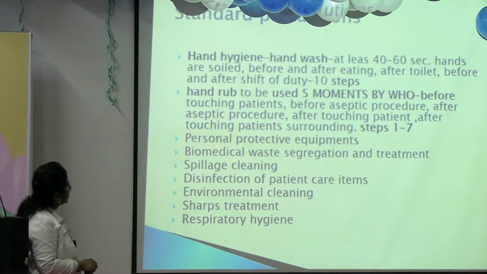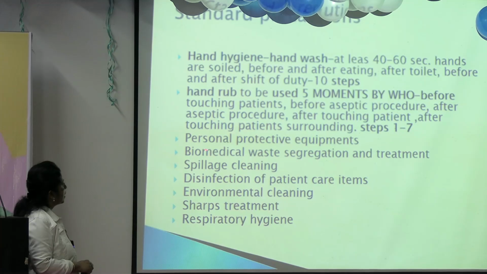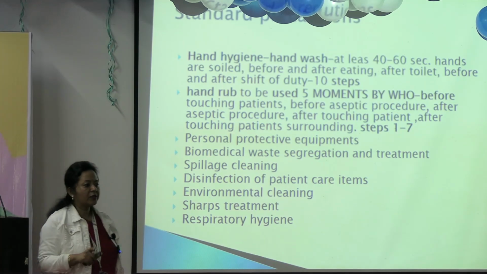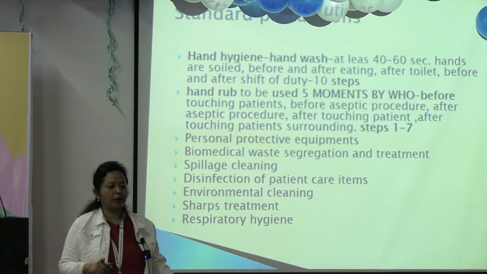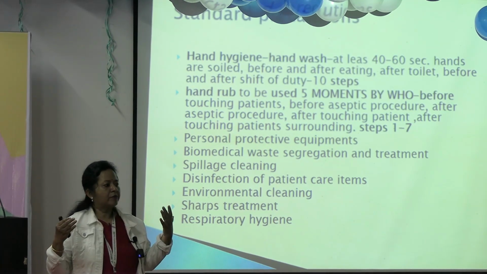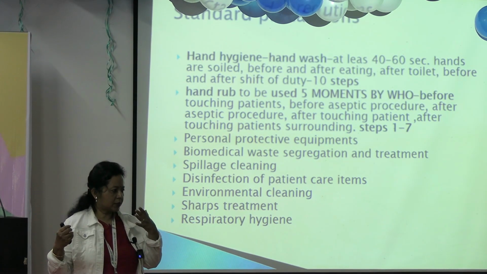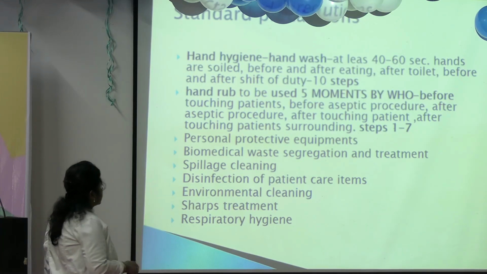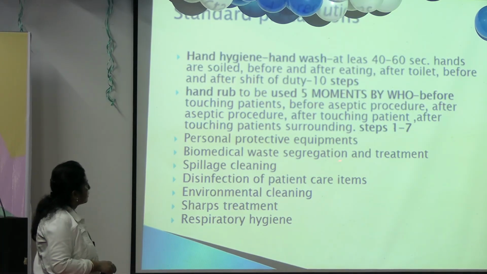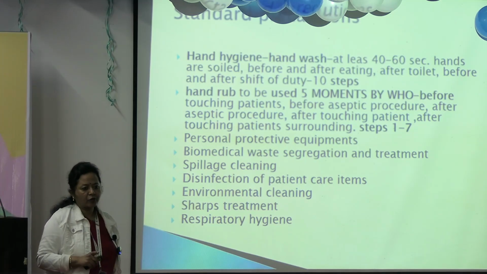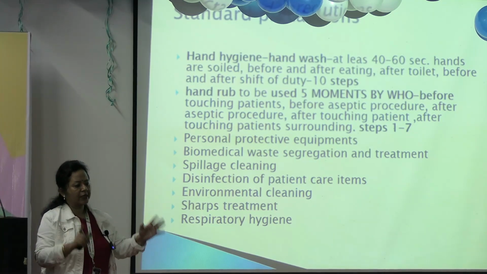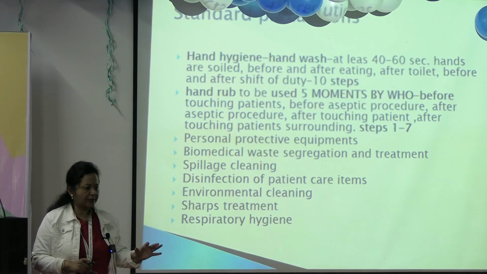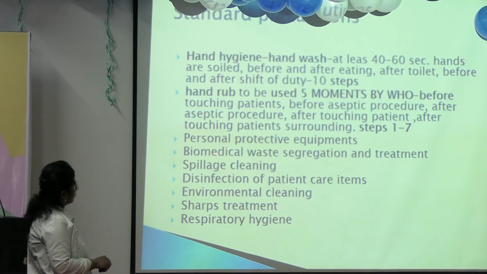Okay. Next is personal protective equipment. These are standard precautions. Personal protective equipment, again, will also be taken to you by our teachers. This includes a lot of things: gown, mask, goggles, cap, then you have shoe covers. These are all the personal protective equipment, we call PPEs. Biomedical waste segregation and treatment. This will also be taught to you separately. You have to know all this. Biomedical segregation, where to put what, color coded bins, biohazards. Those things you have to know.